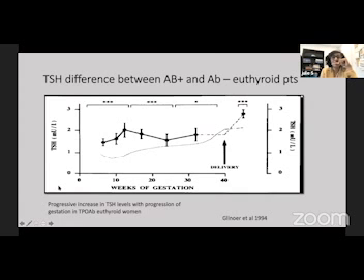What we see here is that throughout the weeks of gestation, women with positive peroxidase antibodies tend to have TSH levels that are higher than women without antibodies. And these TSH levels progress during gestation and stay higher than those with negative antibody titers. There is a statistically significant difference at all gestational ages.